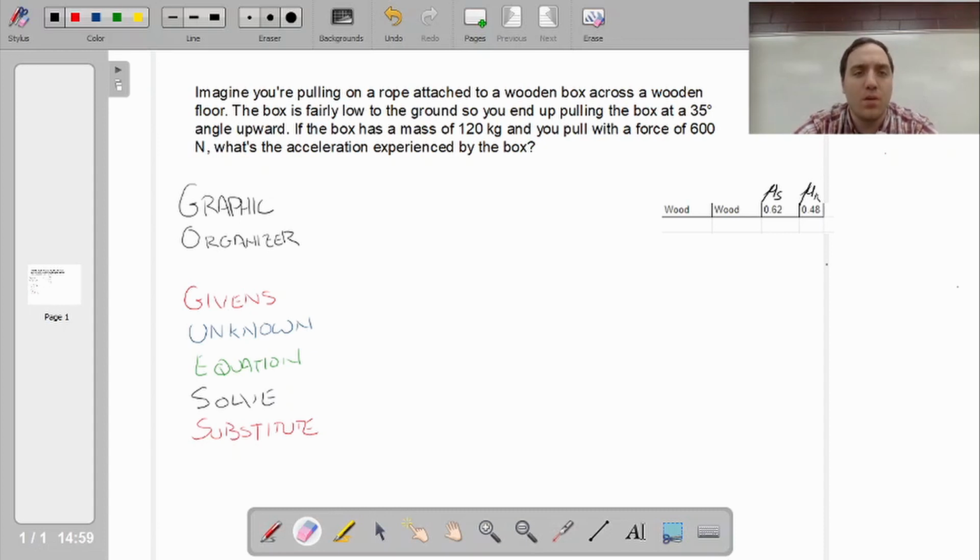Imagine you're pulling on a rope attached to a wooden box across a wooden floor. The box is fairly low to the ground, so you end up pulling on the box at a 35-degree angle upward. If the box has a mass of 120 kilograms and you pull with a force of 600 newtons, what is the acceleration experienced by the box?